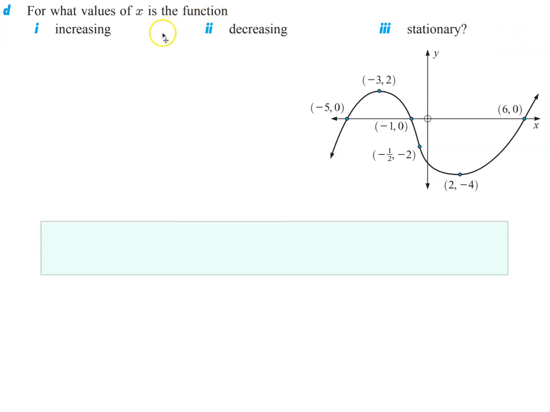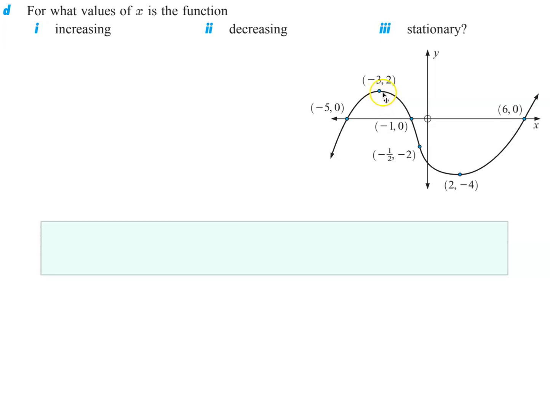The next question, for what values of x is the function increasing, decreasing, and stationary? Now, the best way to think about this is think of this as being a mountain. So if someone is walking from left to right, if the function is increasing, that means you're walking up. So the function is increasing for all of the values of x smaller than -3. That means the function is going up. At -3, it's not going up or down, so at that point it's considered to be a stationary point.